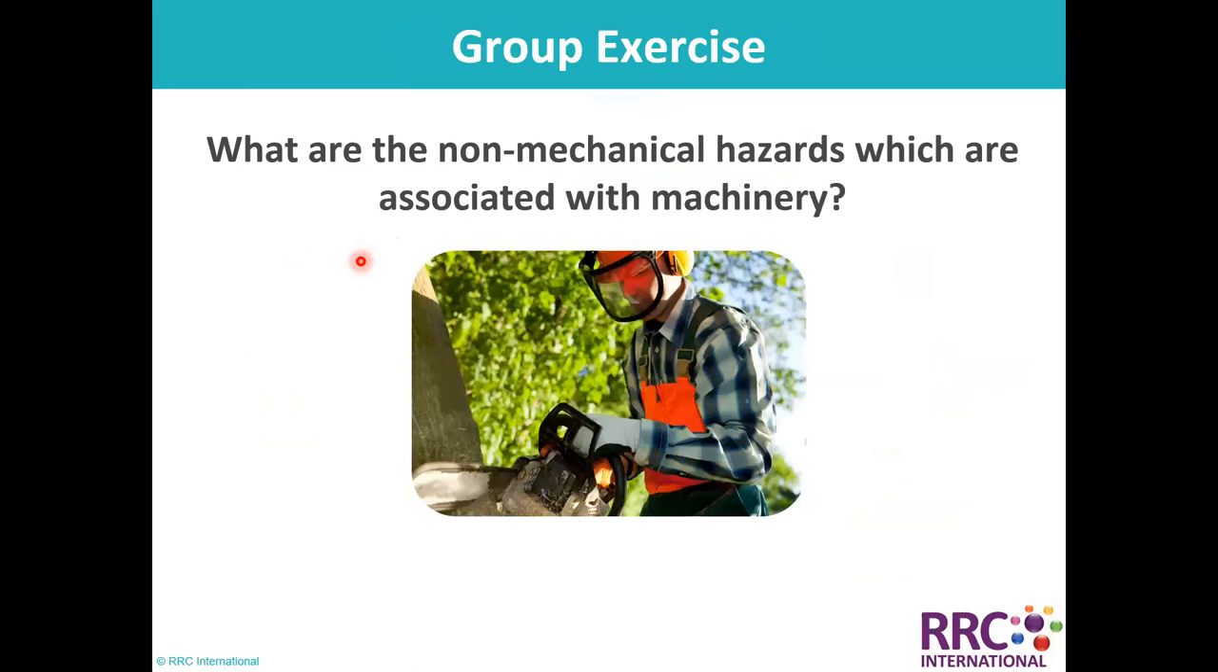What do you think? What comes under non-mechanical hazard? It's a question. Can anyone write in the chat, or explain the non-mechanical hazards related with electricity? Yes, the power source, we can say. Very nice. Okay, chemical hazard, we can say as a non-mechanical hazard. Chemical, yeah, chemicals which are being used in the machine.